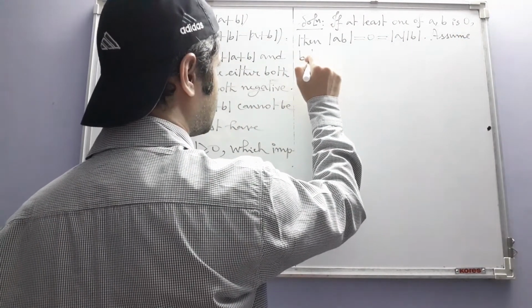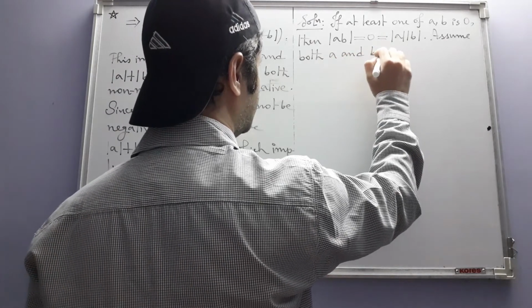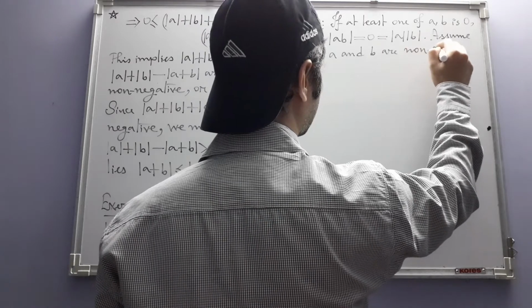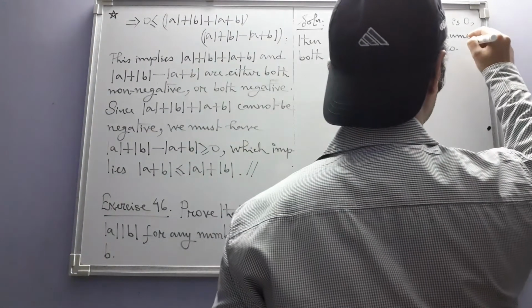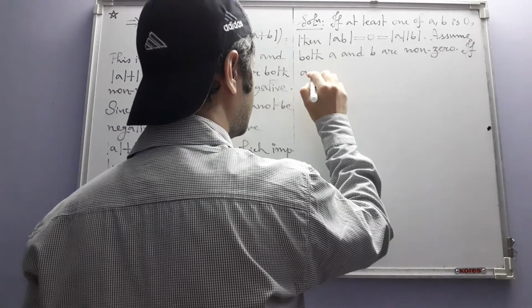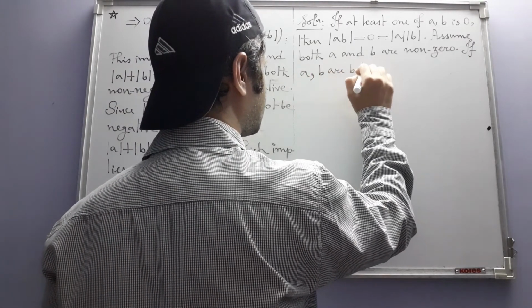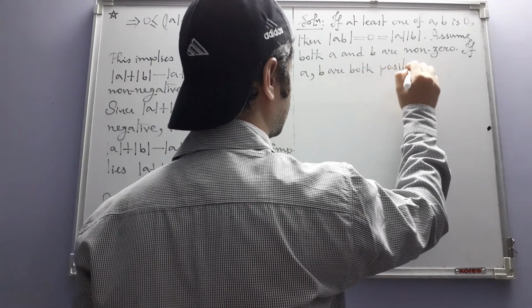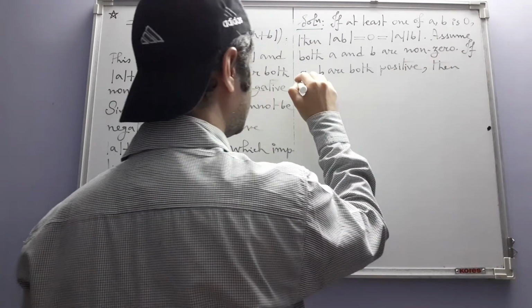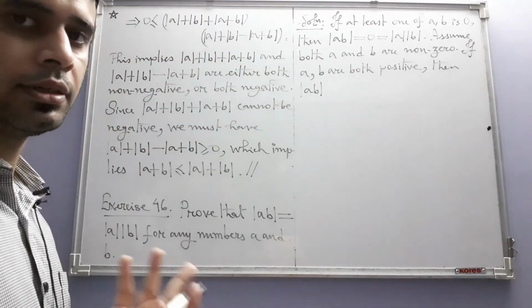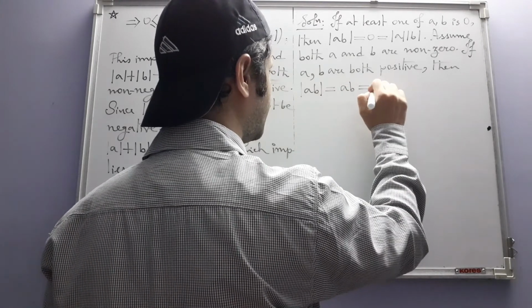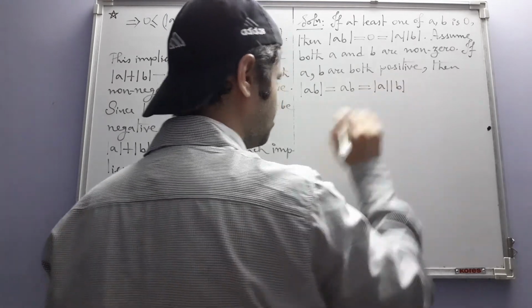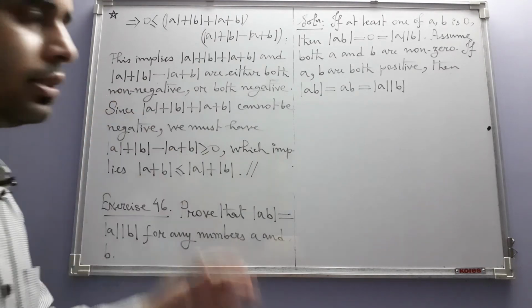Assume both A and B are non-zero. So that means each one of them is either positive or negative. So accordingly there will be 4 cases, and we are going to have a look at all four of them. If A and B are both positive, then AB is also positive, and that's why its absolute value is just AB. Since A is positive, A equals the absolute value of A. Since B is positive, B equals the absolute value of B. So here also the identity is true.